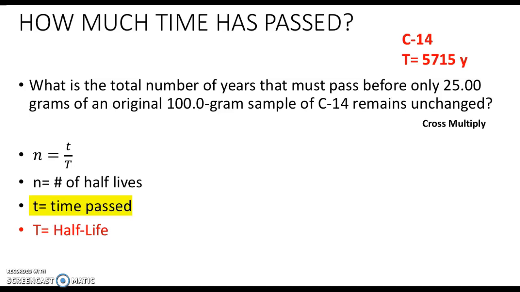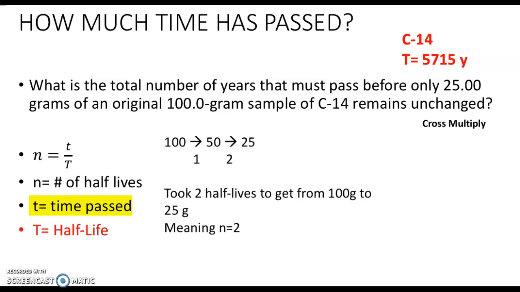As well as finding our half-life of C14, which I found on table N, which is 5,715. I'm going to need this, but for right now, I'm going to find out how many half-lives it took for me to go from 100 to 25. So 100 to 50 is 1, 50 to 25 is 2. So it took me 2 half-lives to get from 100 to 25 grams. That means my N value equals 2.